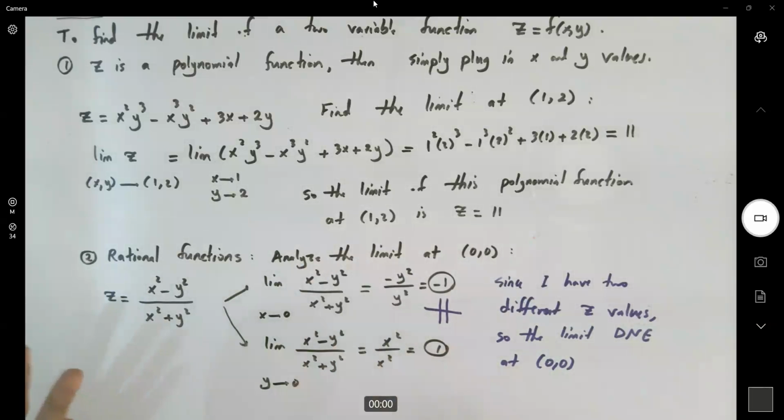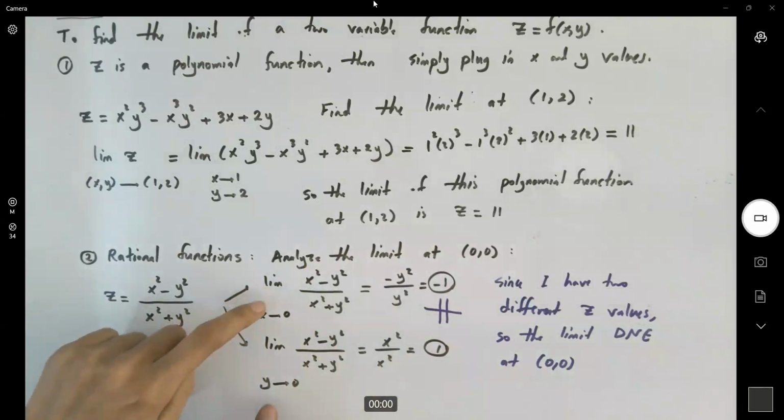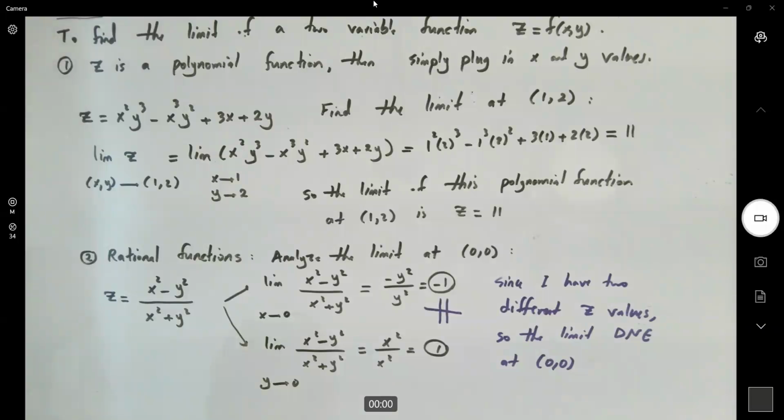Some other times you can use other methods, general paths. Instead of just plugging some values, some specific values, you can plug in some regular and general paths. Let us make it more interesting. Now take a look at this example.